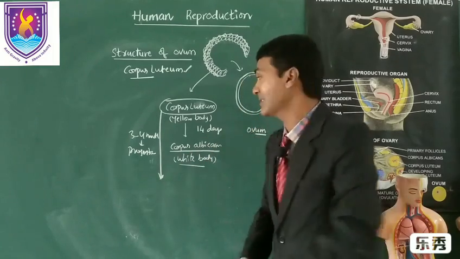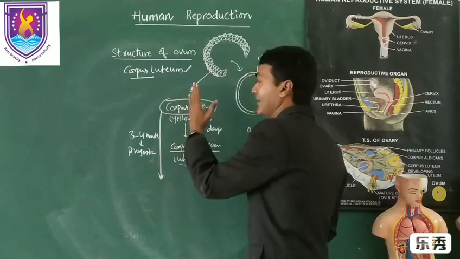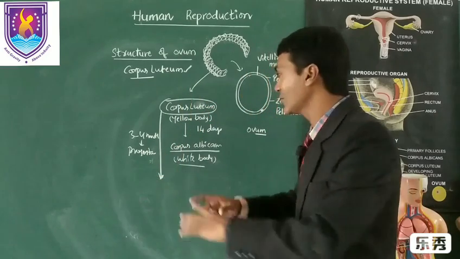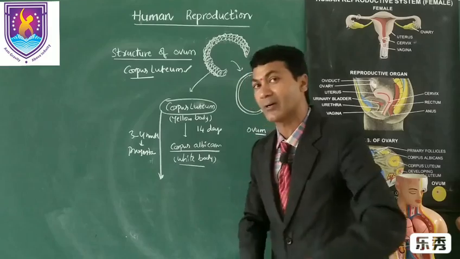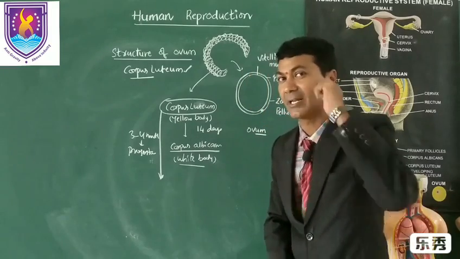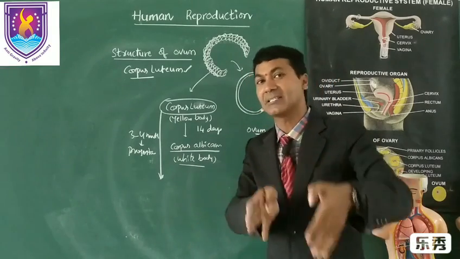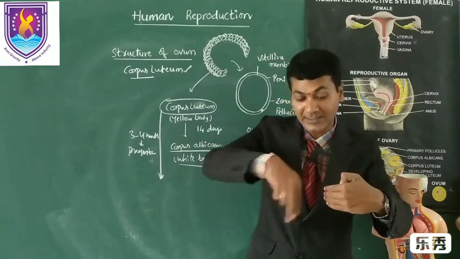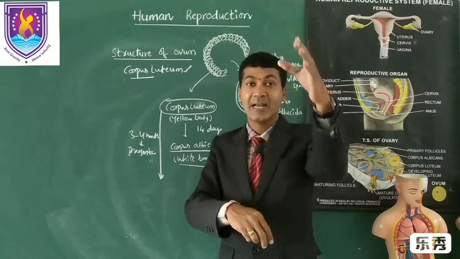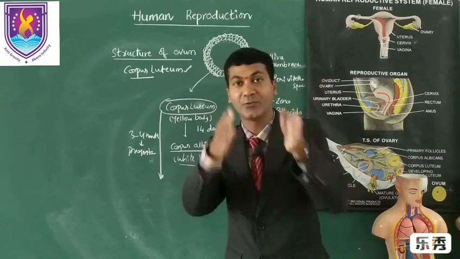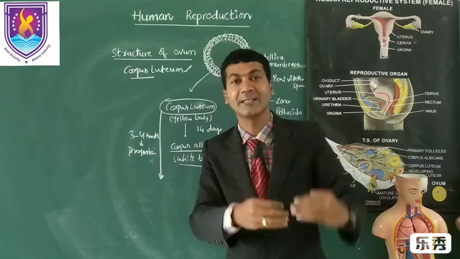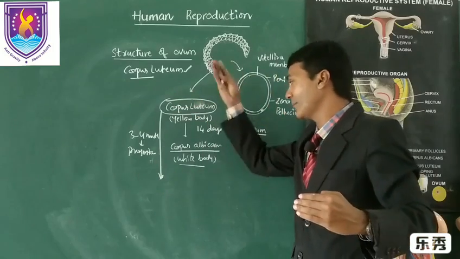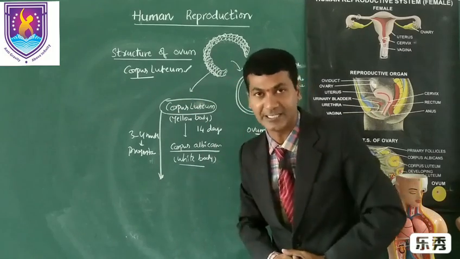For the first 3 to 4 months it releases progesterone, and after that there is no use for the corpus luteum because the placenta will form. Once you recollect your knowledge, the placenta releases progesterone, which means the corpus luteum's duty is completed. The placenta is fully formed at the embryonic stage in 3 to 4 months, then it starts releasing progesterone, so the corpus luteum becomes the corpus albicans and degenerates.